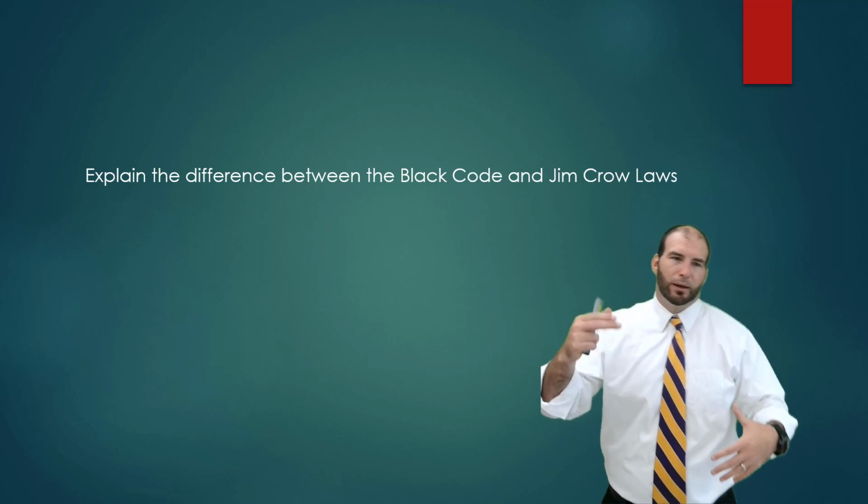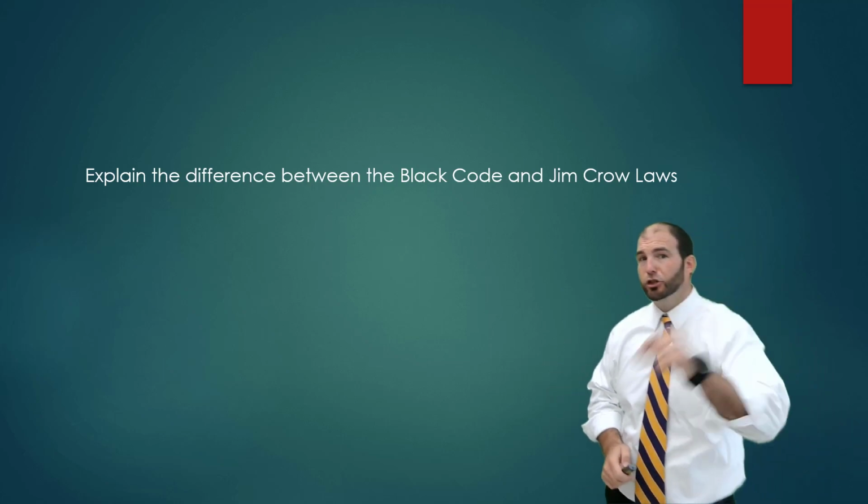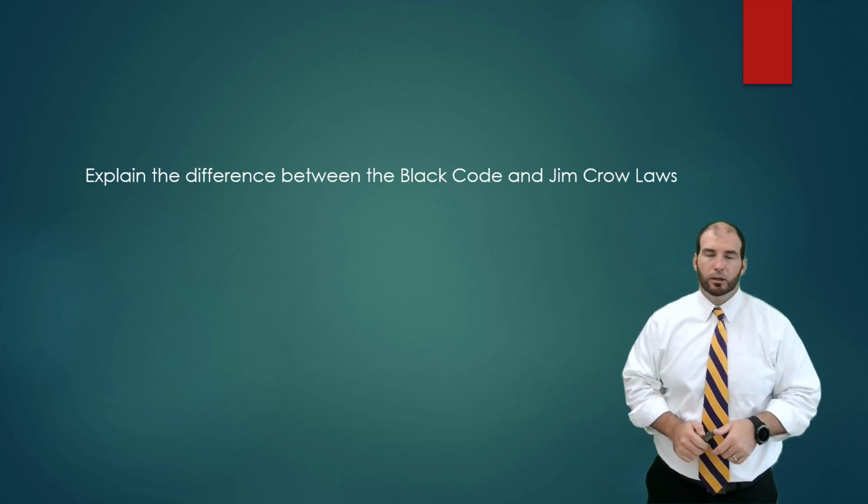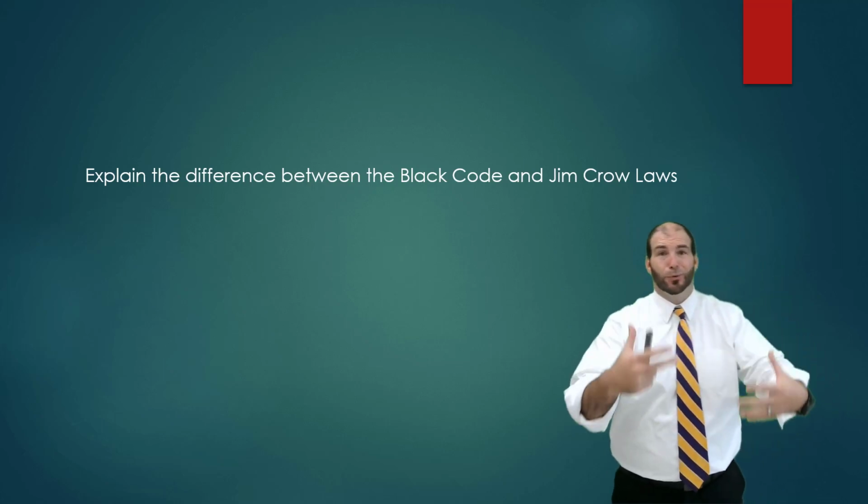So the question here is: explain the difference between the black codes and the Jim Crow laws. Answer that completely. This is where we're going to stop today.